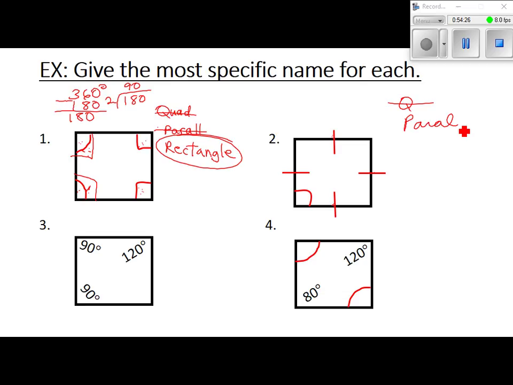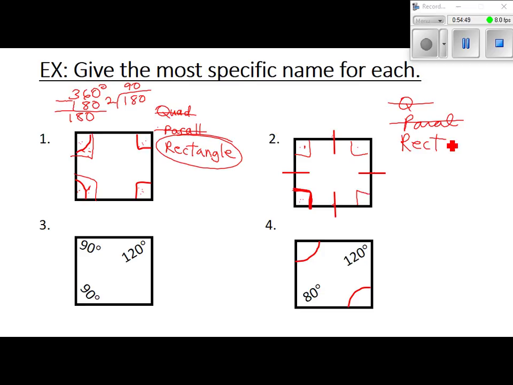A rectangle. We know this is a right angle. If it's a parallelogram and it has one right angle, then it's going to be a rectangle because opposite angles have to be congruent. Consecutive angles have to add up to 180. So we know all four of those are right angles, so yes, it is a rectangle. Doesn't mean we stop there.